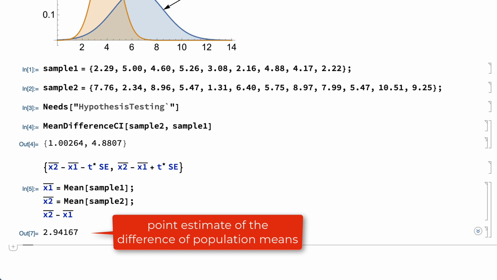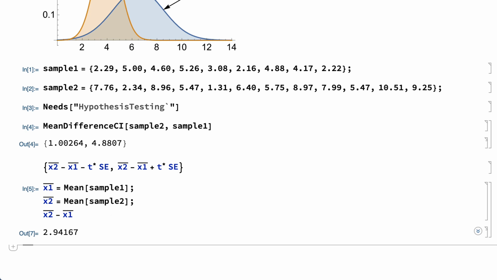Computation of the critical value and the standard error is complicated by the fact that, unlike the confidence intervals considered earlier, the underlying sampling distribution is not a commonly tabulated distribution, and so the critical value and the standard error are usually computed using one of several approximations. The mean difference CI function uses a common approximation called Welch's approximation.